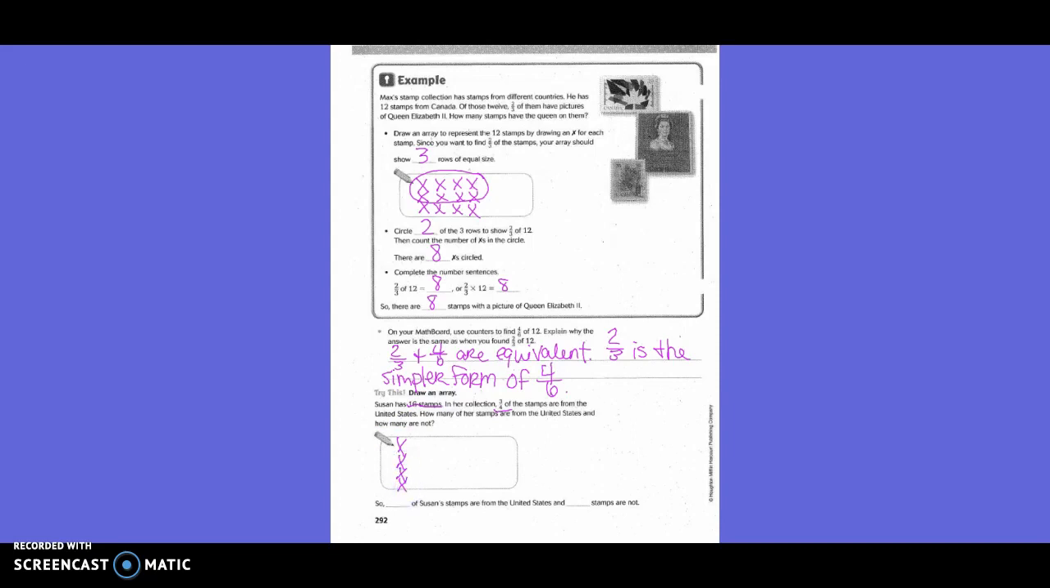And then I need a total of how many stamps? 16. So I have 4, 5, 6, 7, 8, 9, 10, 11, 12, 13, 14, 15, 16. Of those 16, or of those 4 rows, how many rows am I going to circle? What was my numerator? 3. So, once I circled those 3 rows, how many X's do I now have in that circle? 12. So, 12 of Susan's stamps are from the United States, and how many did I not circle? 4. 4 stamps are not.